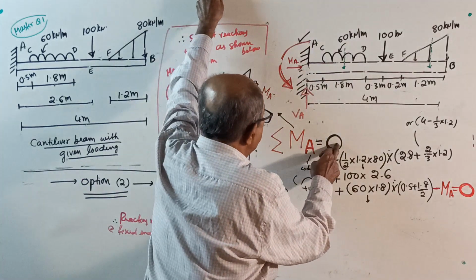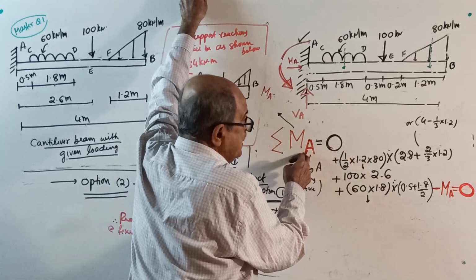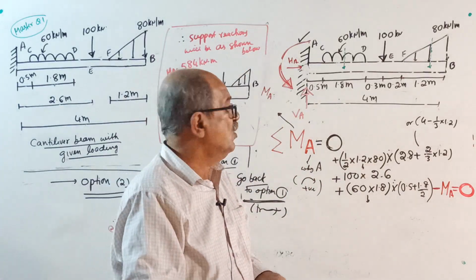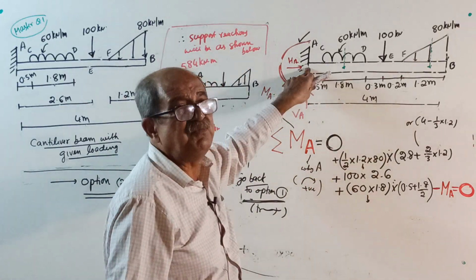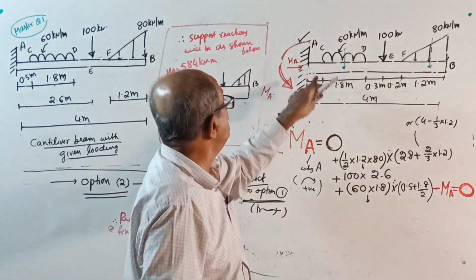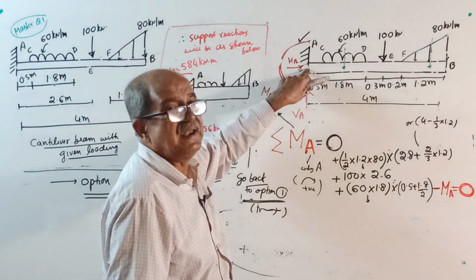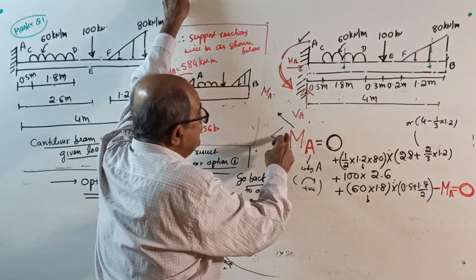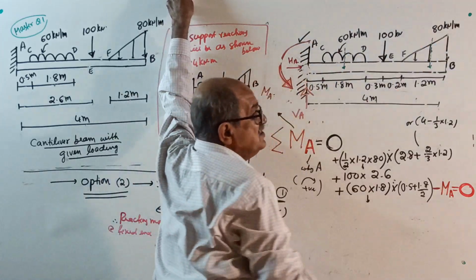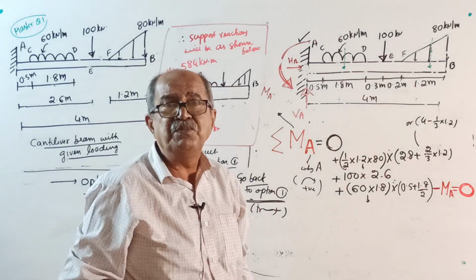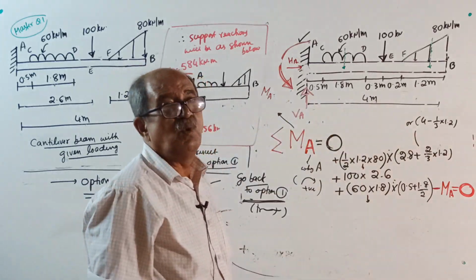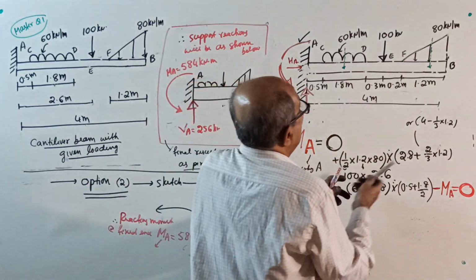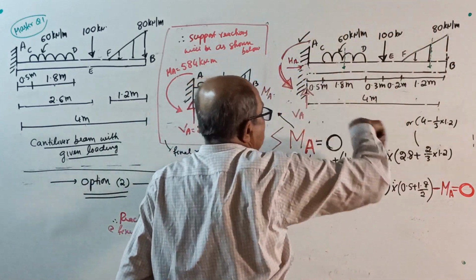When I made sigma M about any point equal to 0, I told you always take moment about the fixed end. The reason is that an unknown reacting moment is there. So consider the entire beam: the algebraic sum of moments of the entire force system, not one side. One side is for bending moment. For the entire force system it is 0.